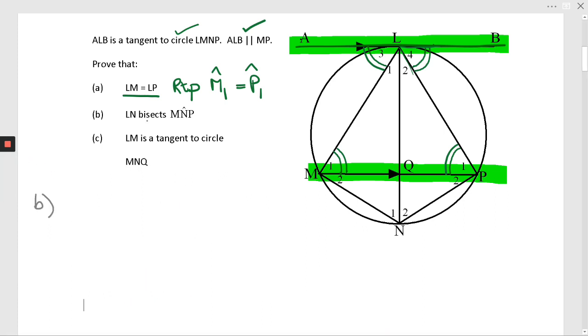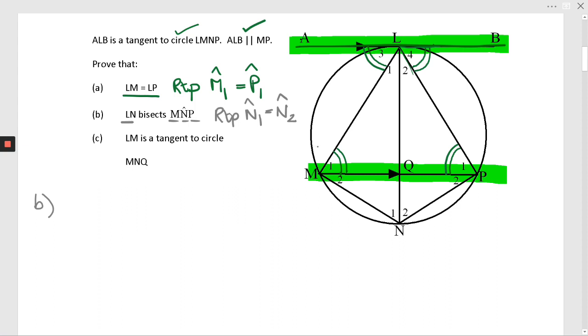The next thing I've got to do is prove that the line LN bisects M and P. So M to N to P is this one, by N1 and N2. So what I'm actually required to prove from here is that N1 equals N2. Okay, so in order to do that, I need to think about what else I can get when it comes to N1 and N2. So I haven't marked them out yet on the diagram. Let's have a look. What subtends N1?